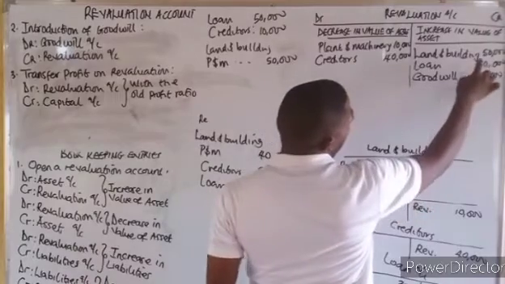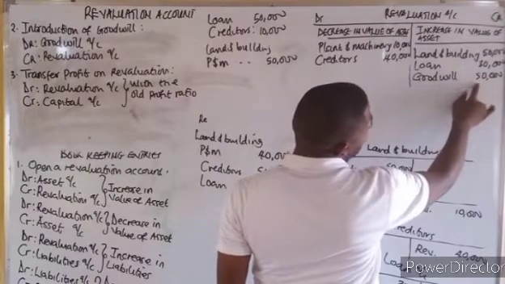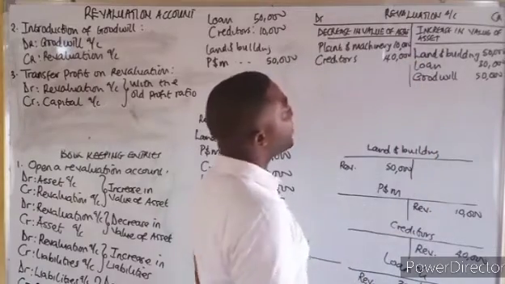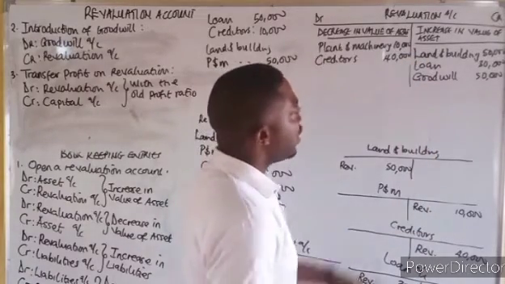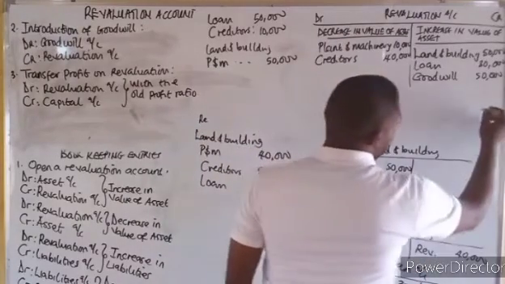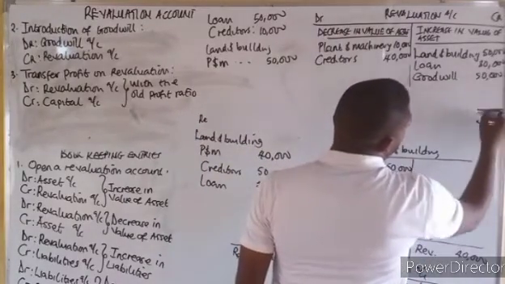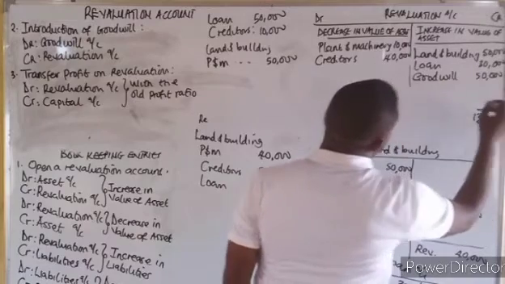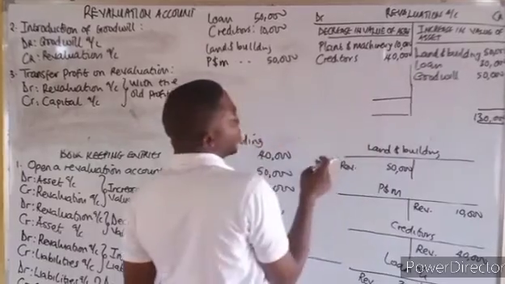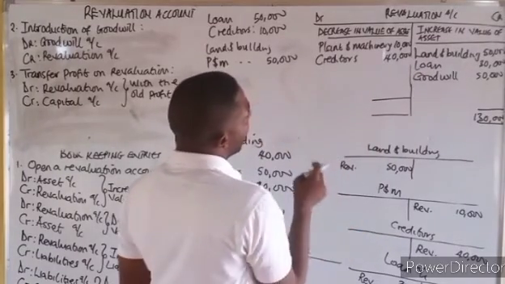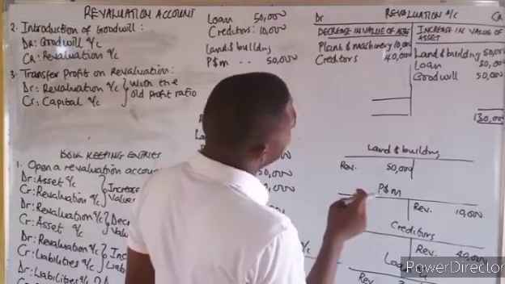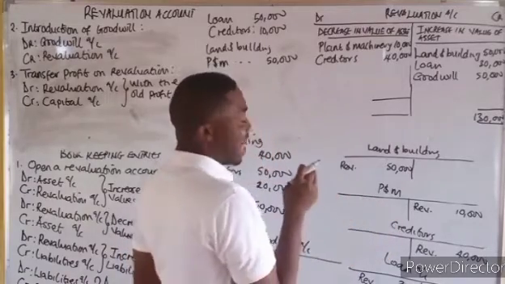Now imagine here we have 50 plus 30 plus 50, that is 130,000, and here we have 50,000. Okay, it means here is greater than this. Definitely there's profit. So it means here will be 130,000, and here is still 50,000. Now 130,000 minus 50,000 will give us 80,000. It will give us 80,000 as a profit.